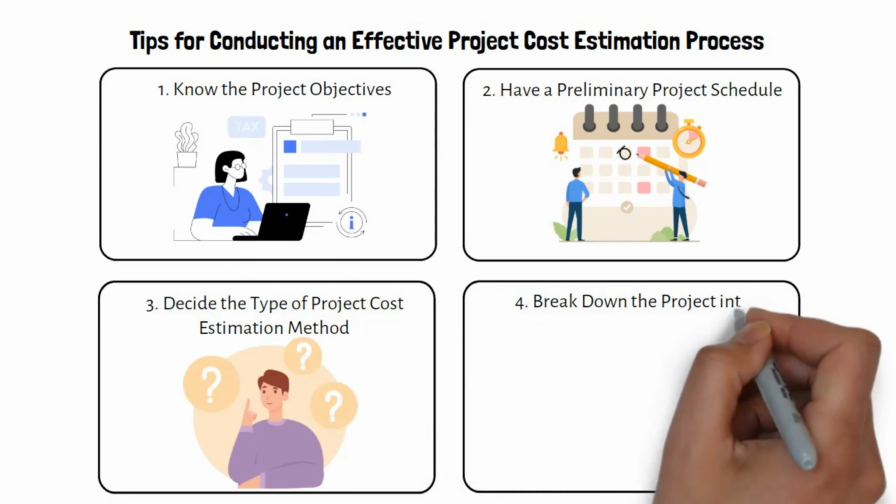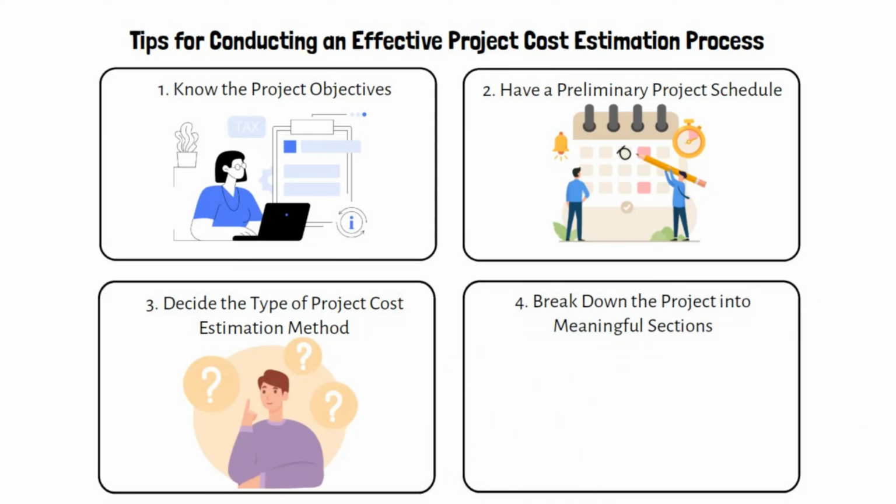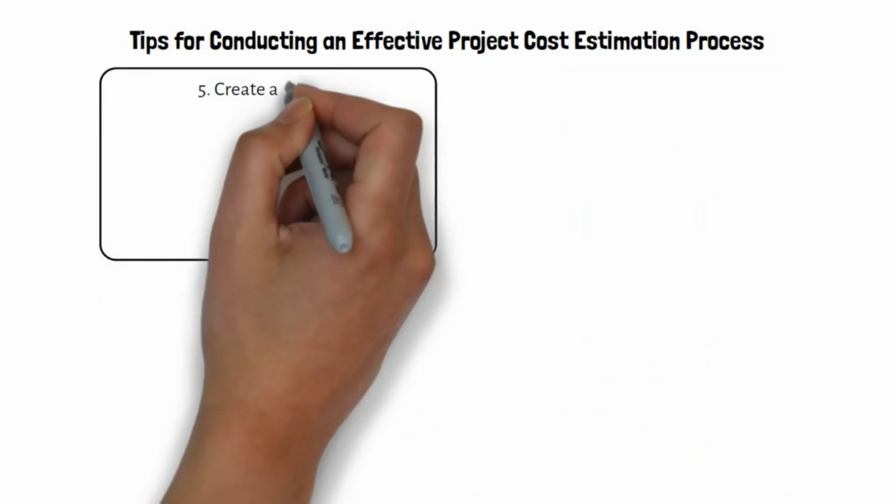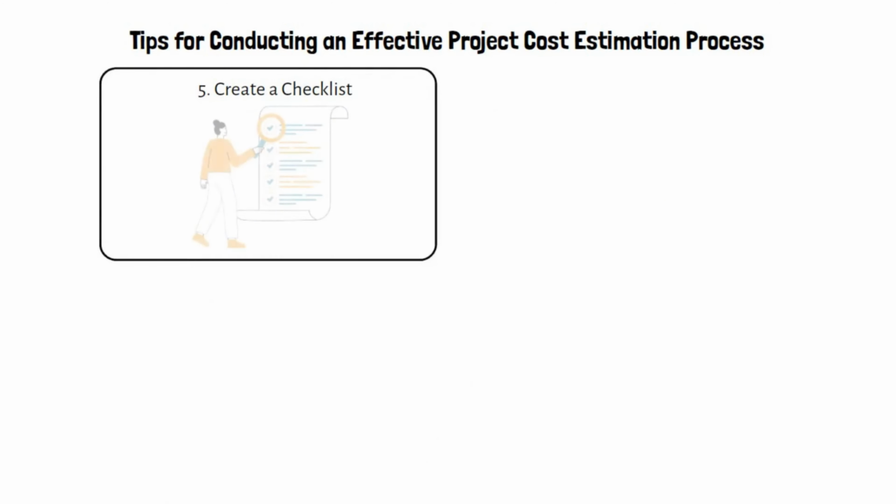4. Break down the project into meaningful sections. No matter what type of estimation method you are going to use, you need to break down the project into meaningful sections to see the whole picture. 5. Create a checklist. Create a checklist and ask questions regarding your assumptions.